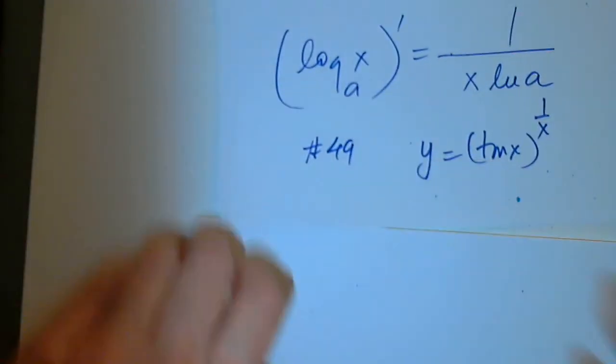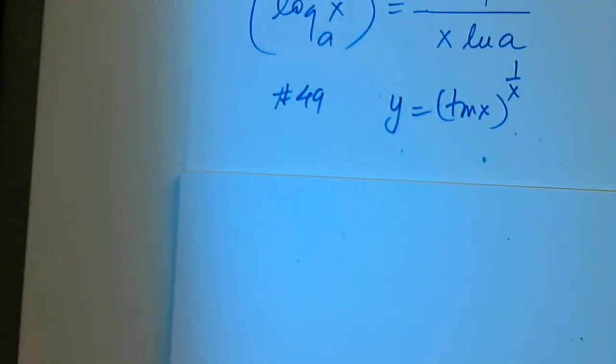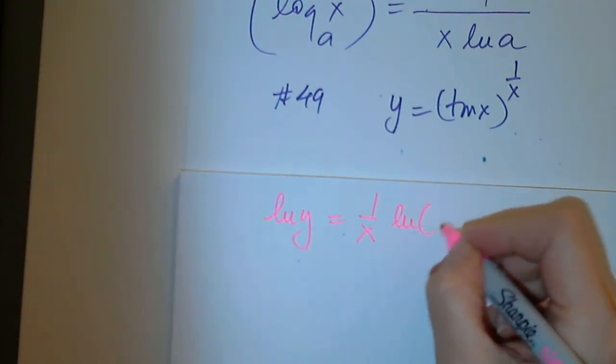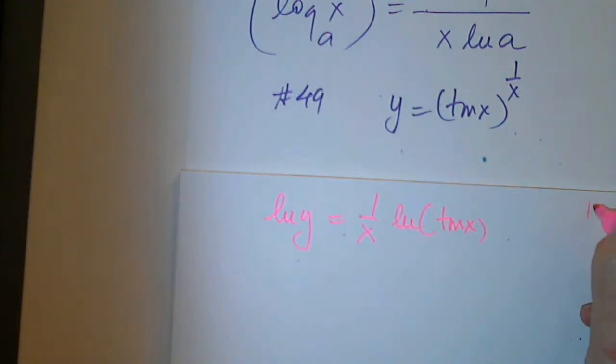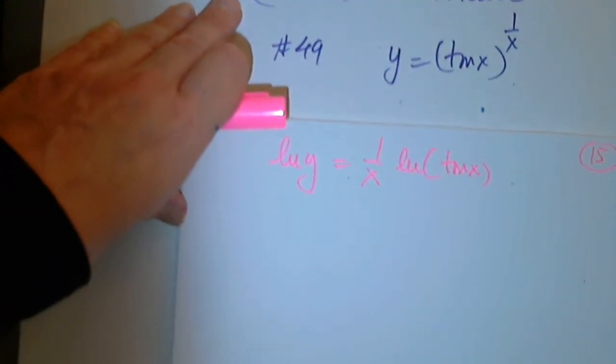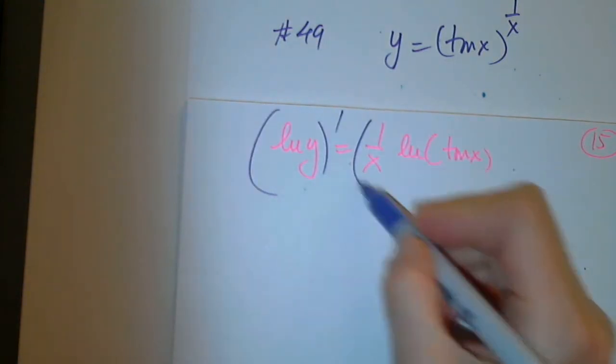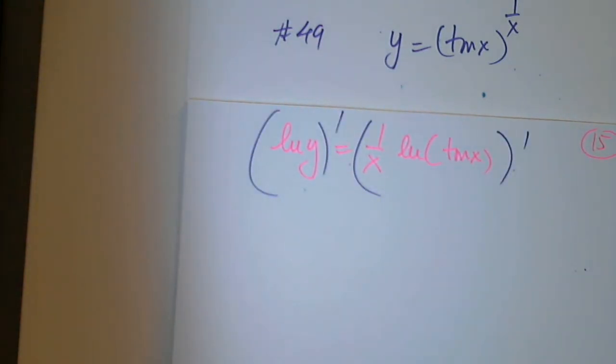So we can immediately write natural log y equals 1 over x natural log tangent x. And now we are ready to differentiate. And we will differentiate implicitly. You will get very easily used to this. It's not a big deal, but it's not a trivial technique either.